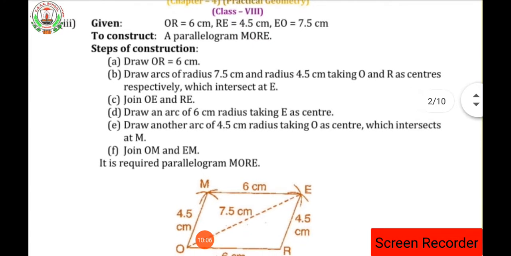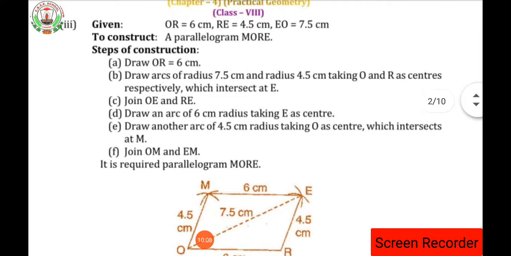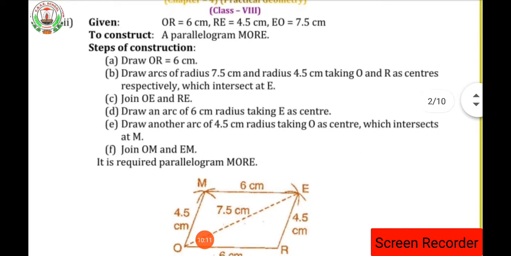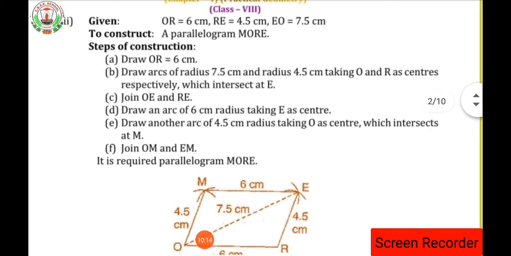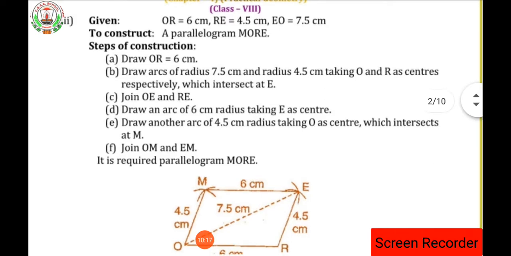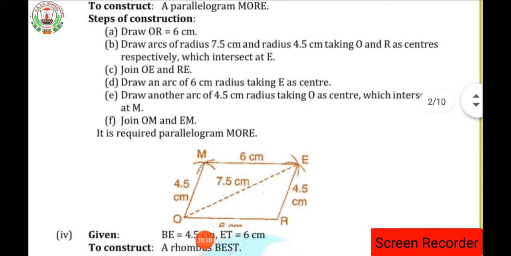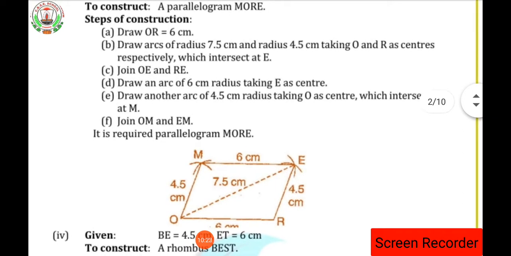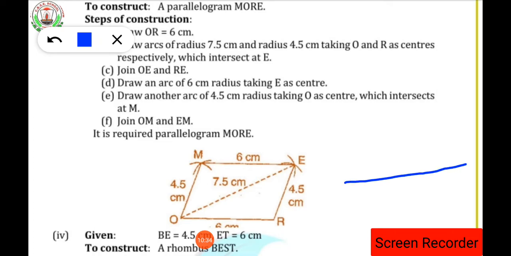Here in the third part of the question, the measurements given in the question are OR 6 cm, RE 4.5 cm and EO equals 7.5 cm, isn't it? The name of the quadrilateral we have to mention as MORE. Okay, now first what you have to do is, first we have to draw a line segment of measure 6 cm. A straight line segment you have to draw with the help of your scale as 6 cm. Clear up to here? What you have to do after that, on your copy you have to draw a 6 cm line segment and label it as OR.